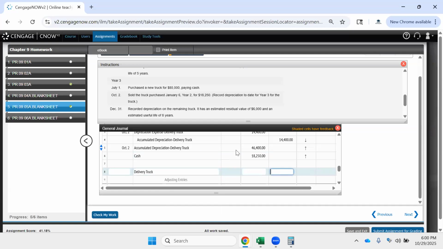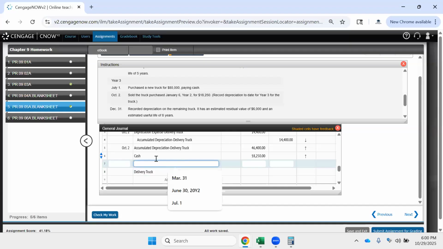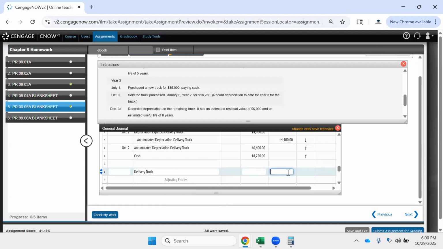And always make sure that the debits have to be in the top part of the entry. So if we had a loss, that's going to be a debit. We couldn't put that below delivery truck because delivery truck is a credit. Our debits have to be above our credits, right? Debits to the left, credits to the right. And our initial cost of this asset was 80,000.